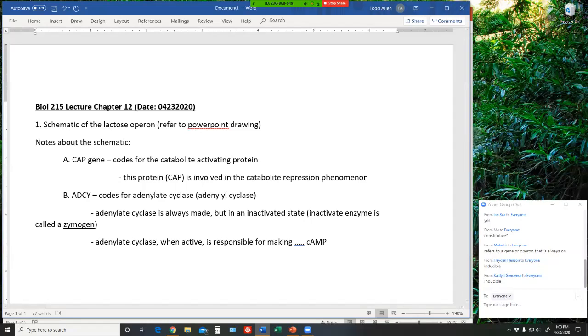Cyclic AMP, if you've had any coursework in the past where you were talking about hormones, cyclic AMP is a very common secondary messenger in hormonal regulation. Okay, but in this case, we're not talking about hormones of the endocrine system. We're talking about a bacterial cell. So adenylate cyclase is made in an inactive state, and based on circumstances, which I'll describe in a moment, becomes active. When it becomes active, it manufactures cyclic AMP. Okay?